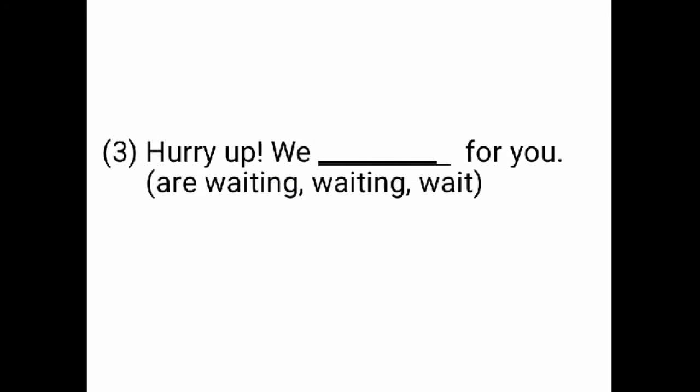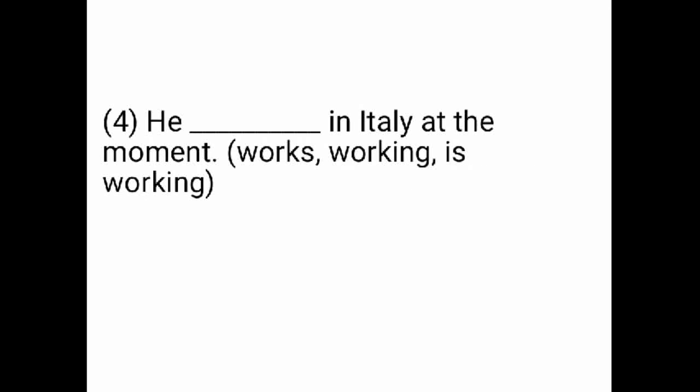Next, hurry up, we dash for you, in brackets: are waiting, waiting, wait. We is the plural subject. Auxiliary verb of plural subject will always be are. So the correct answer is are waiting. Next, he dash in Italy at the moment, in brackets: works, working, is working. Singular subject he is the third person. So the correct answer will be is working.